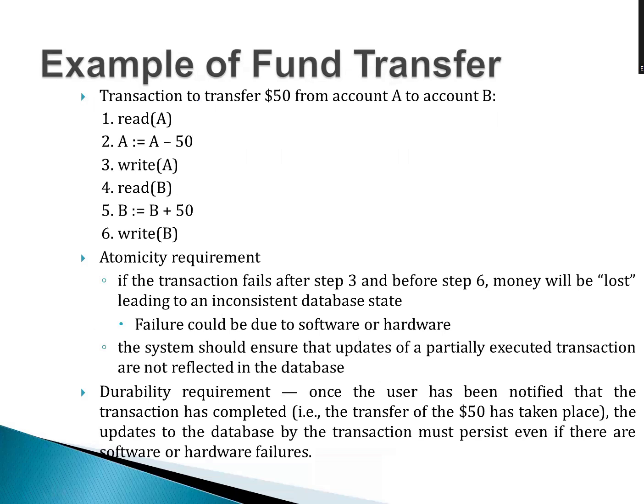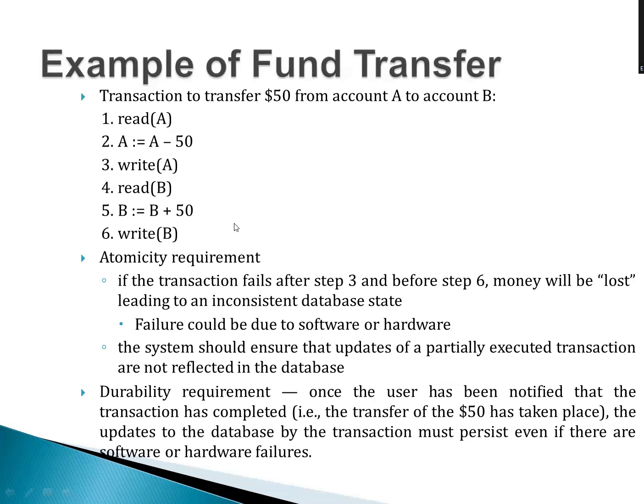First thing, atomicity. Atomicity means that either all operations of the transaction are properly reflected in the database or none are. In our example of transferring rupees 50 from account A to B, if the system fails after deducting rupees 50 from account A, that is step 3 here, but before adding it to account B, step 6, the money would be lost, leading to an inconsistent database state. The atomicity requirement ensures that if a transaction cannot complete fully, any changes it has made are rolled back, and the database remains in its original consistent state.